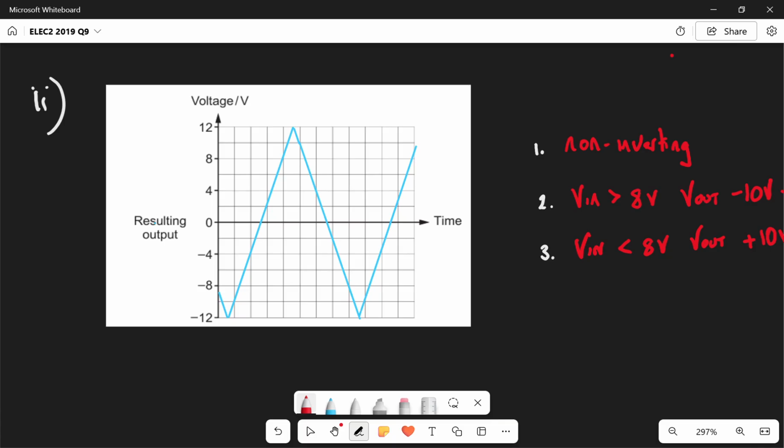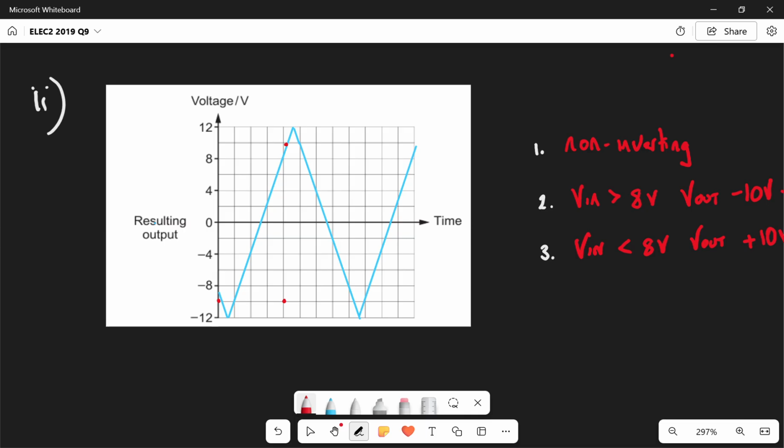So what does this mean? Well, it means that on the very left-hand side of this graph, we must be starting with a lower value. And only when it gets to plus 8 volts does it switch to the higher value. Well, the lower value is minus 10, so we know it's going to start at minus 10. And it's only when it gets to plus 8 volts, which is up here, that it goes to plus 10. So we know that we're going to get a change there.